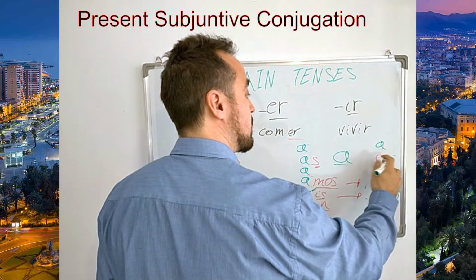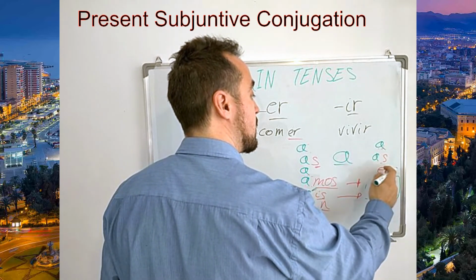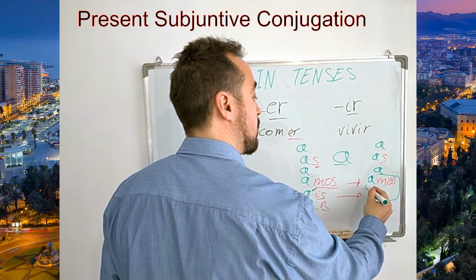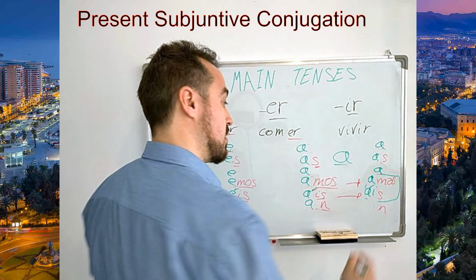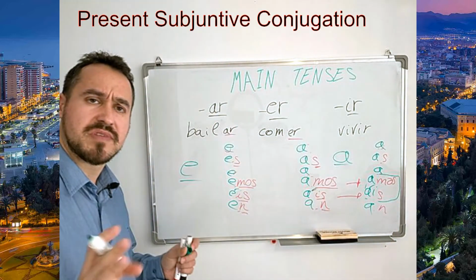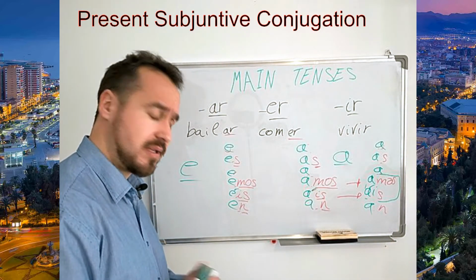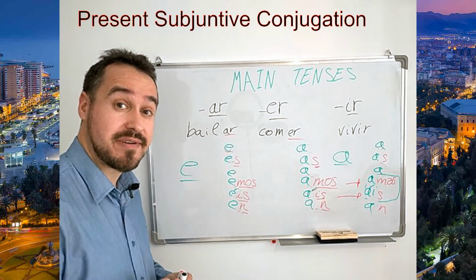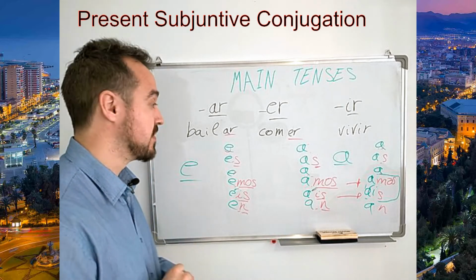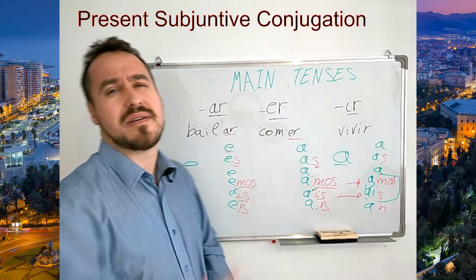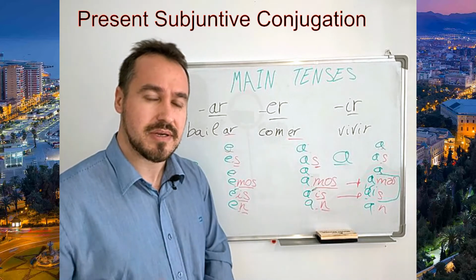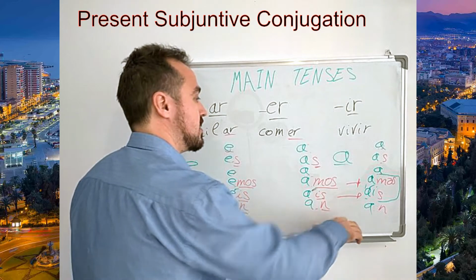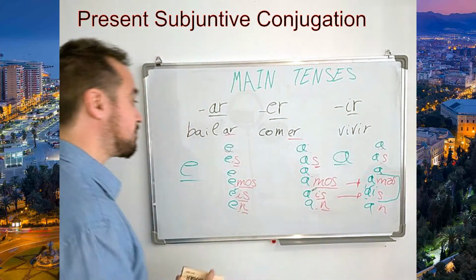Viva, vivas, viva, vivamos, viváis, viva. Not that difficult, right? And yes, you're right. For an irregular verb, it's a little bit more difficult. But don't worry, they are based on this as well. I'll talk more about irregular verbs in a future video. Okay, enough of the present.